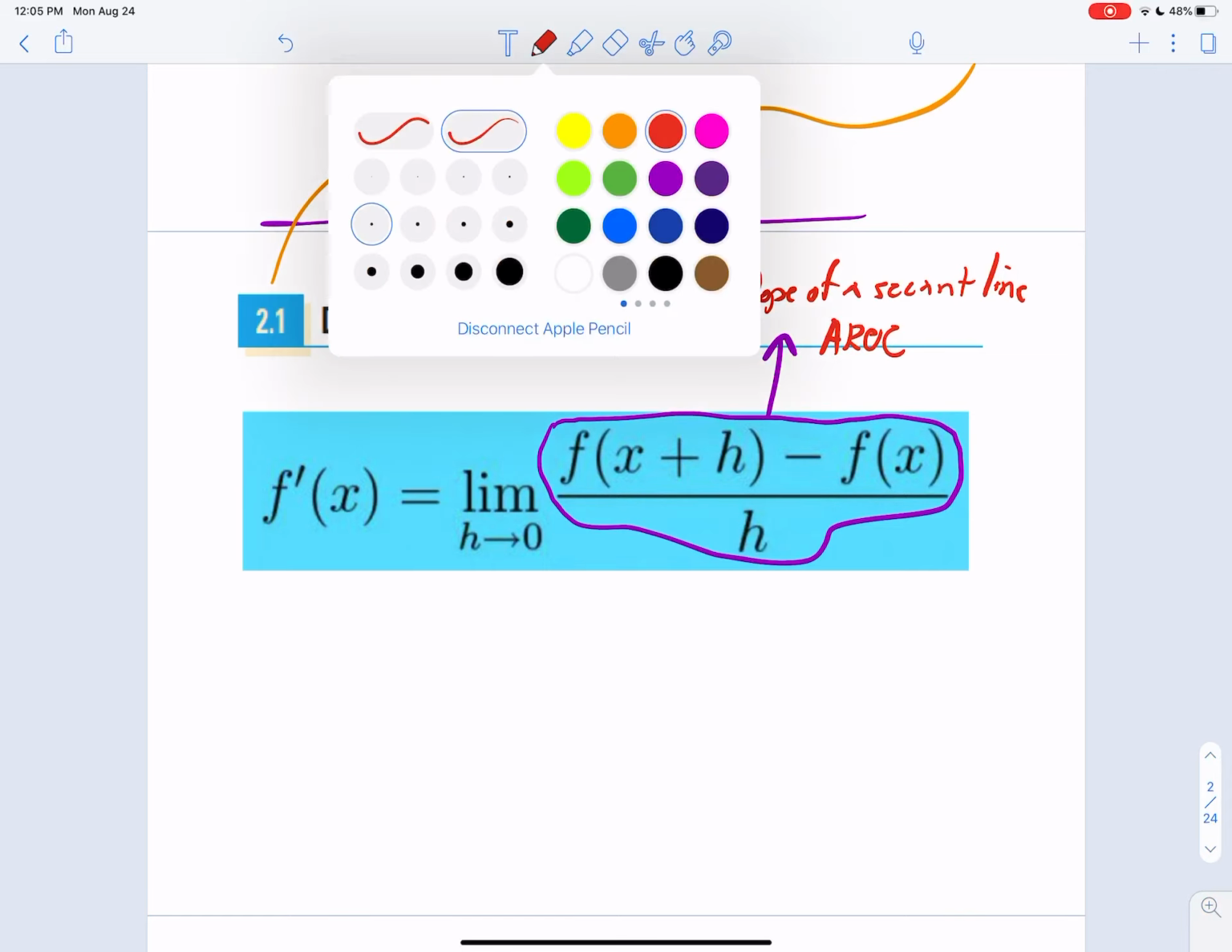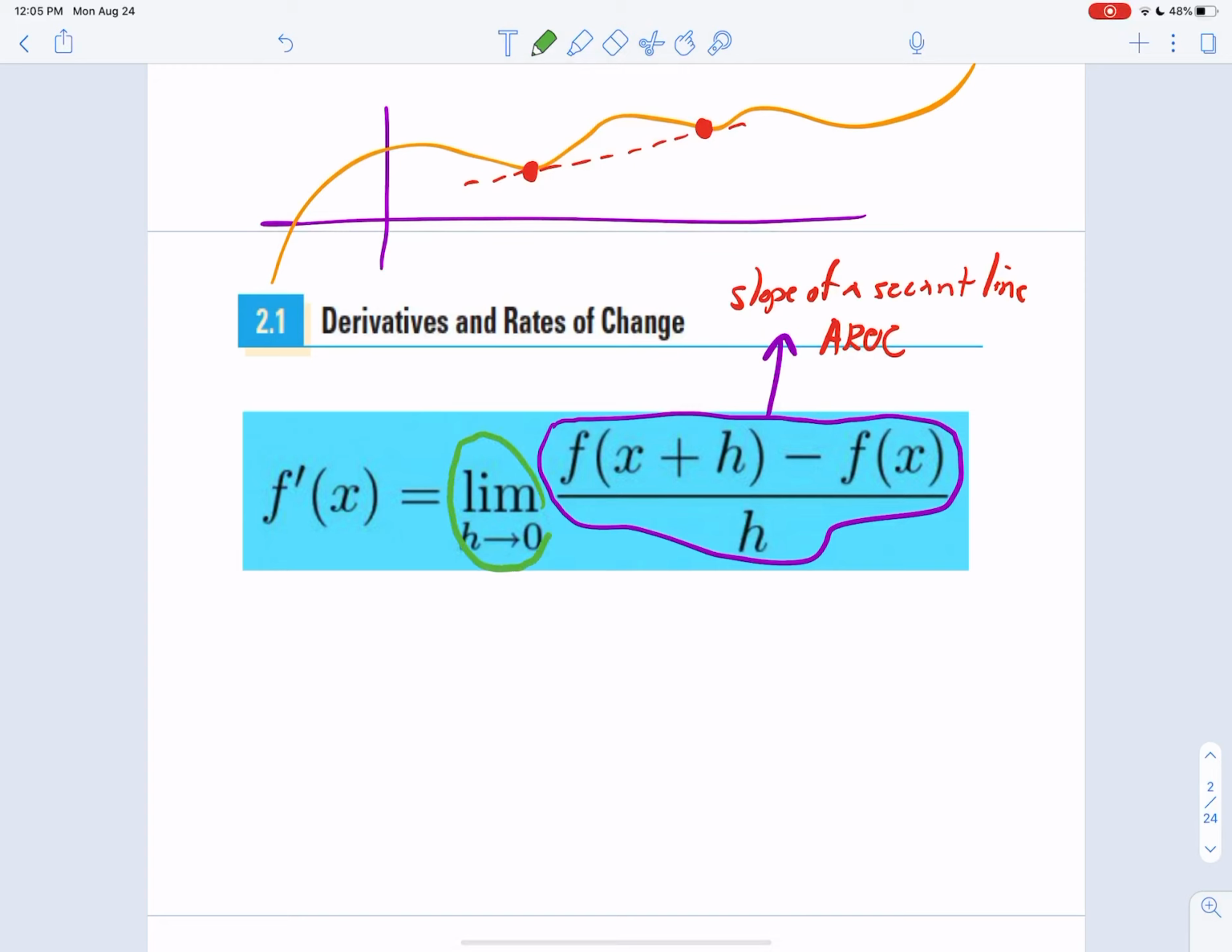Okay, now my second question to you is this in green, what does that do to your picture? Remember, what does it mean when h goes to 0? Okay, pause and play when you're ready. When h goes to 0, h represents the horizontal distance between the 2 points. So if h is going to 0, that means that the distance between these 2 points is going to 0, meaning that these 2 points are getting closer and closer to each other to the point where they overlap. Now think about what it means when these 2 points overlap.